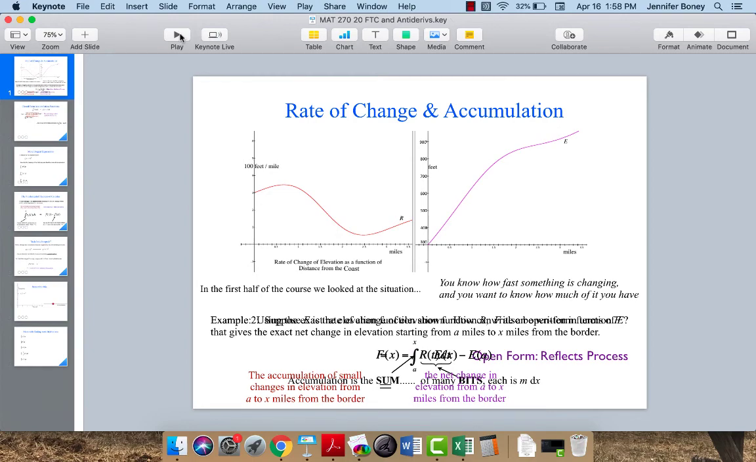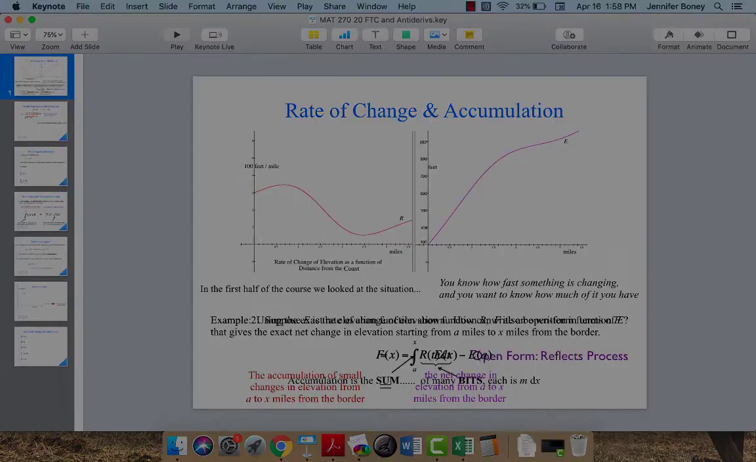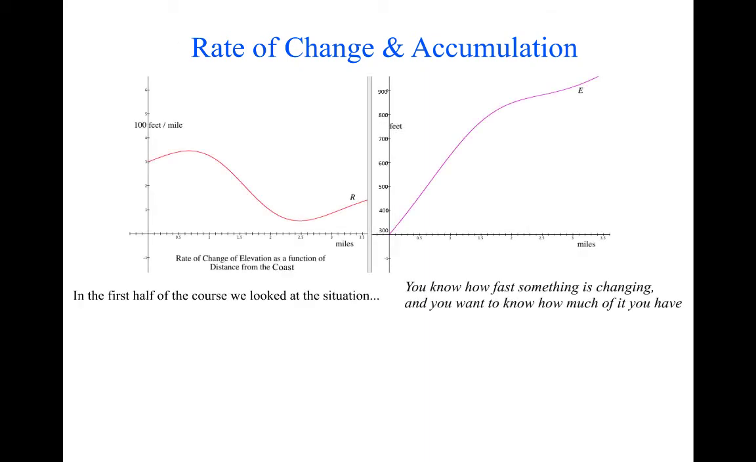We're going to be working some more on this next class, but this is a little bit of review between rate of change and accumulation. So just the typed up, neater than my writing version. In the first half of the course, we worked on looking at how fast something's changing, and you want to know how much of it you have. So looking at a rate and generating accumulation from that.